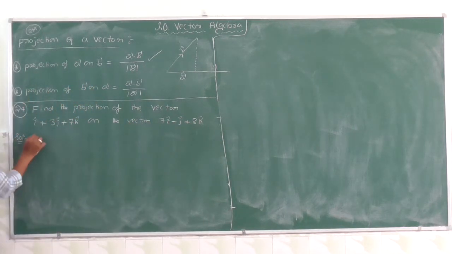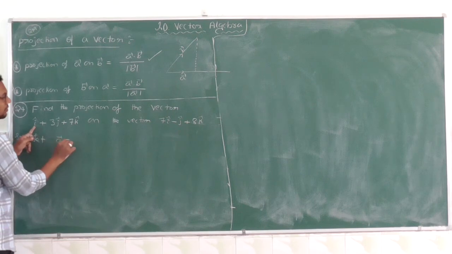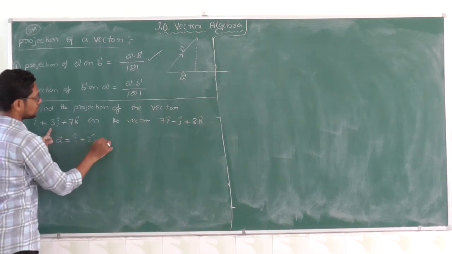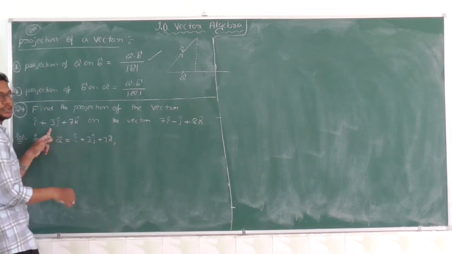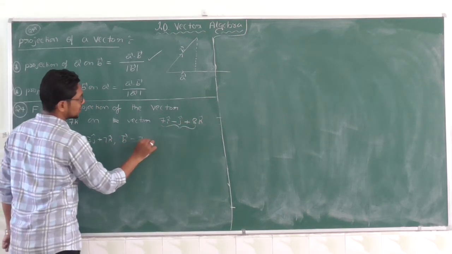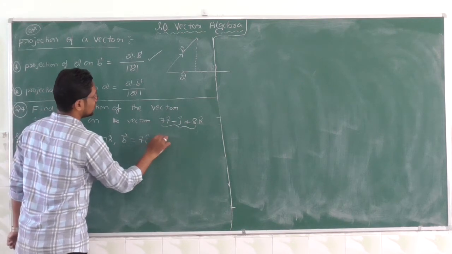Solution. Let us say this vector is the A vector: A vector equals i cap plus 3j cap plus 7k cap. Next, I will take this as the B vector: B vector equals 7i minus j plus 8k.